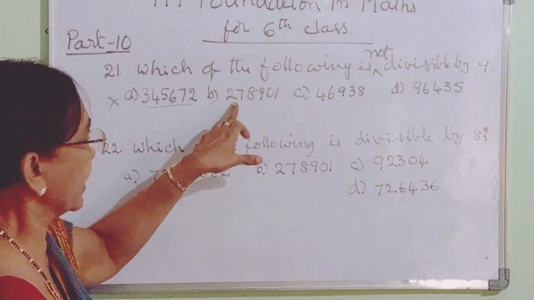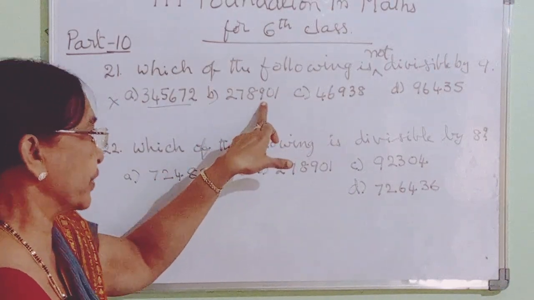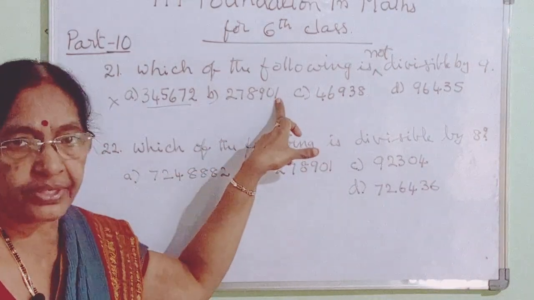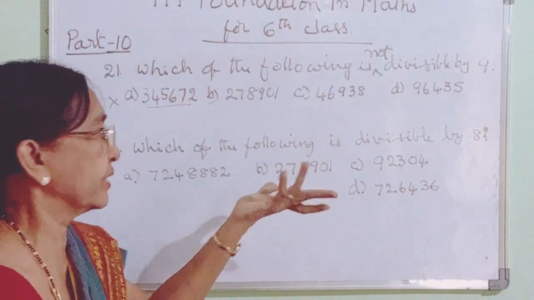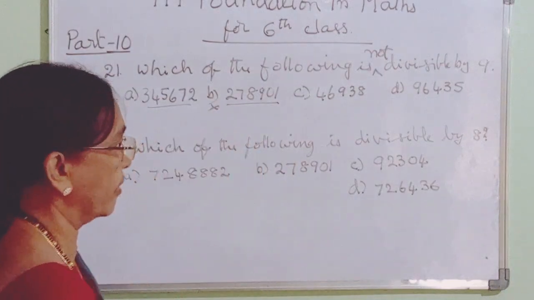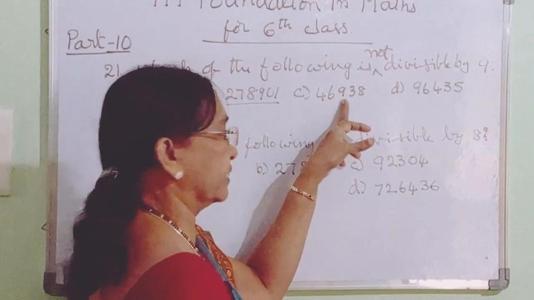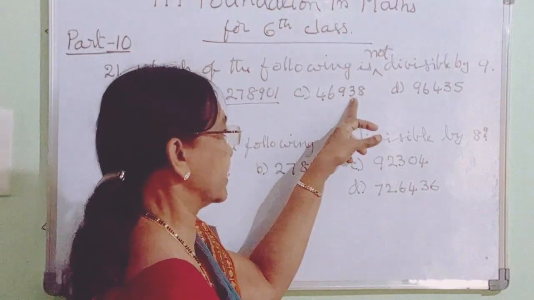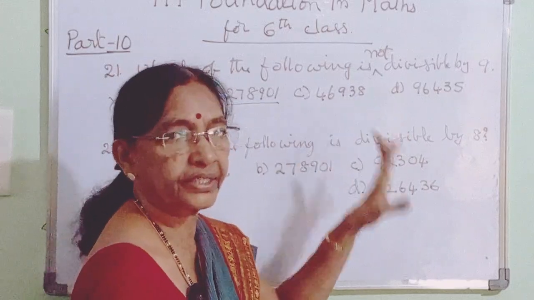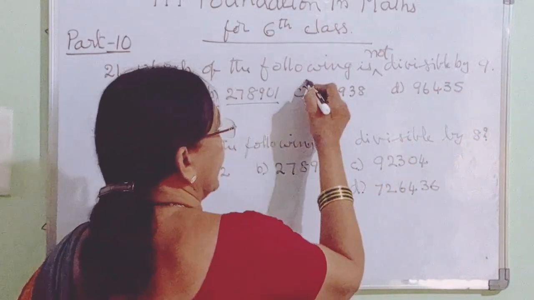Next, 2 plus 7 is 9. 9 plus 8 is 17. 17 plus 9 is 26. 26 plus 0 is 26. 26 plus 1 is 27. It is divisible by 9. Therefore, the whole number is divisible by 9. So, this is not the answer. Next, 6 plus 4 is 10. 10 plus 9 is 19. 19 plus 3 is 22. 22 plus 8 is 30. 30 is not divisible by 9. Therefore, this is the correct answer.